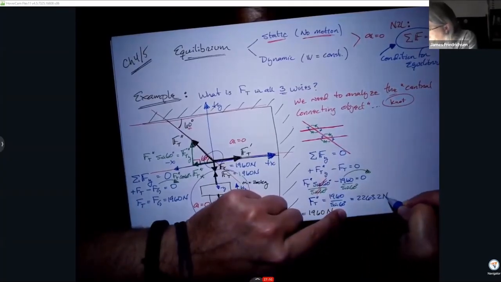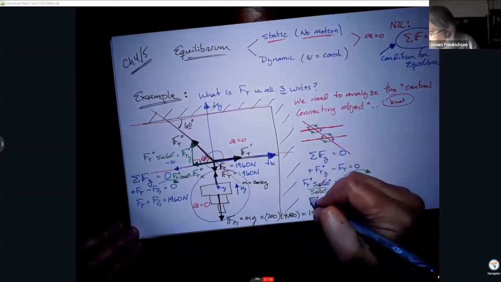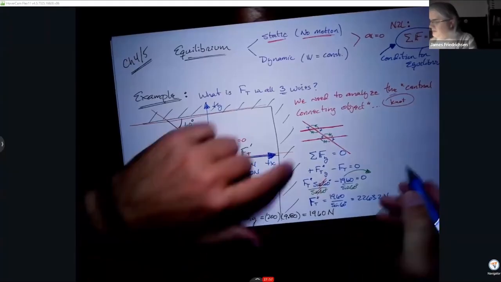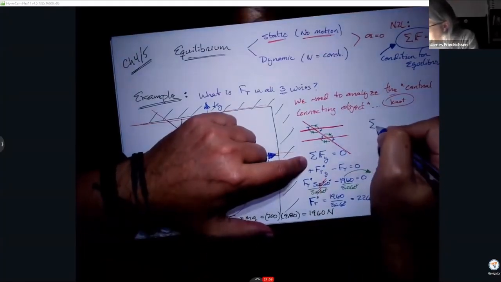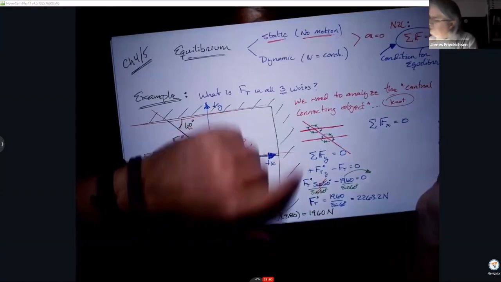Seems excellent. There we go. So there's one down. Now we're going to go in and look at the other direction. And so we can write down that the net force in the x direction is 0.